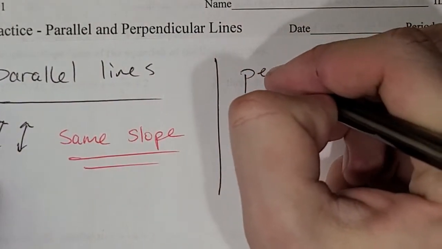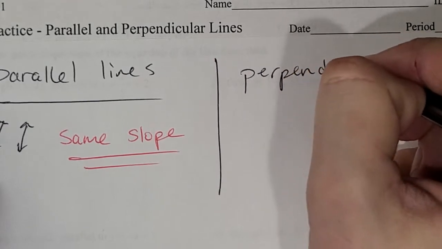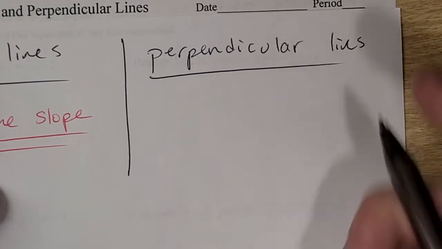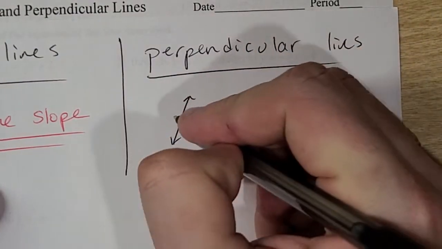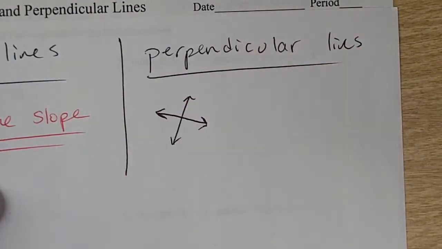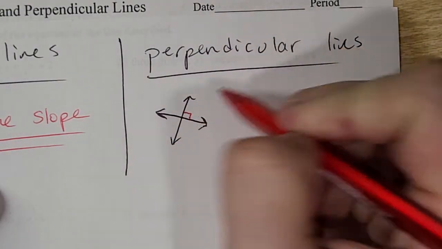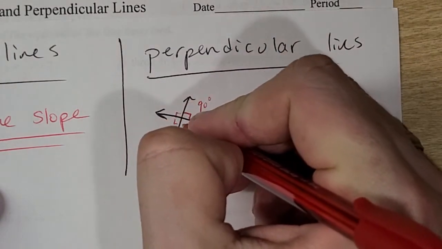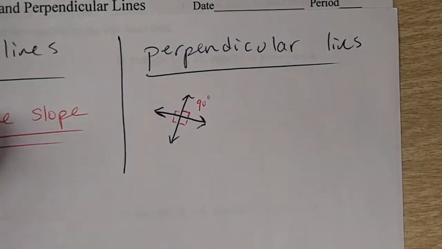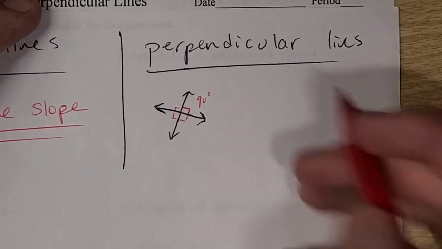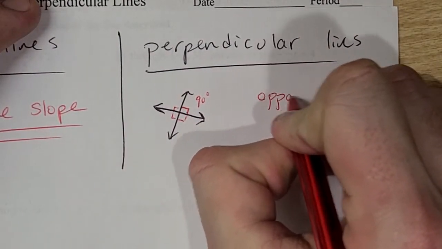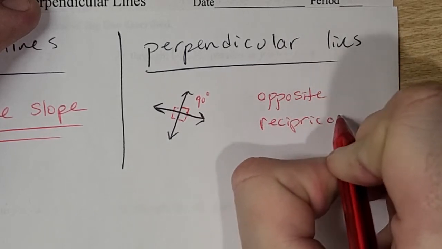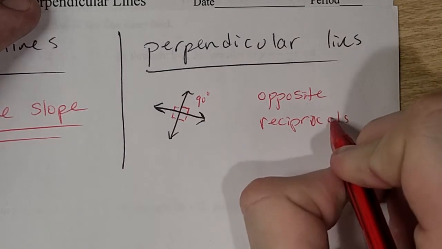Now, perpendicular lines, it was slightly different. Perpendicular lines, that was two lines that touch exactly once, but they touch at a very specific angle of 90 degrees. And in fact, every single one of these angles would also be 90 degrees, whatever. But perpendicular lines, their slopes were opposite reciprocals. If I can spell that right.